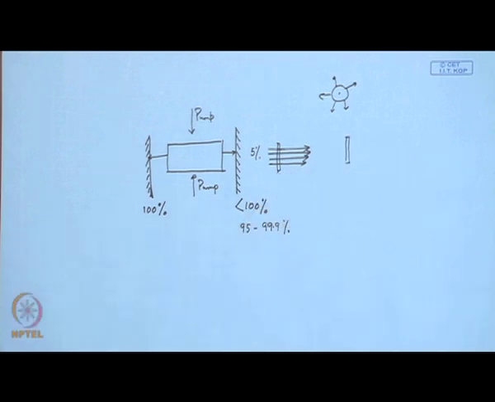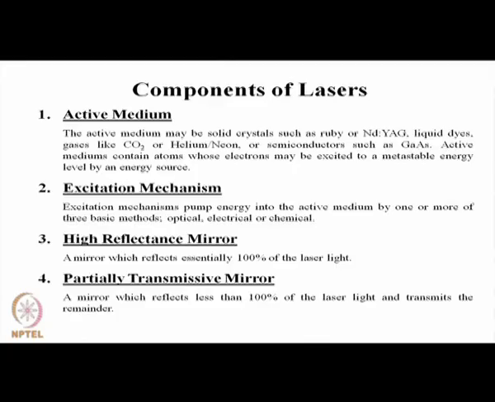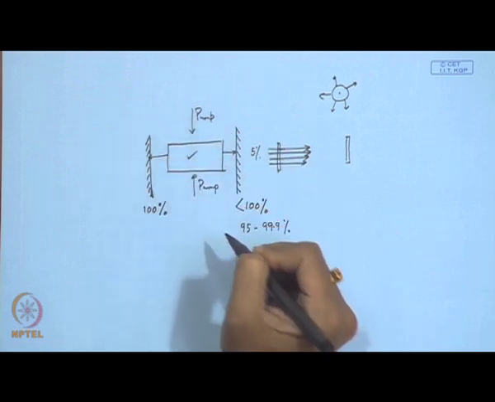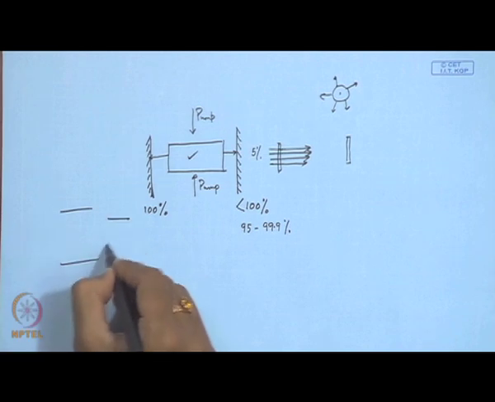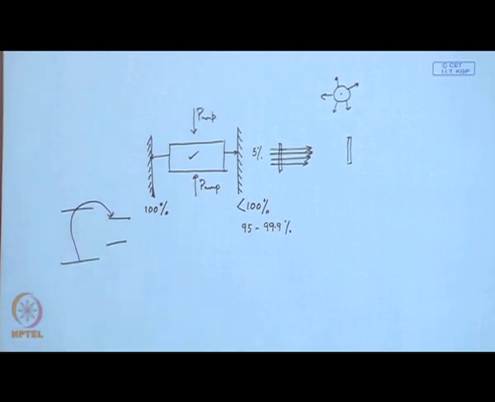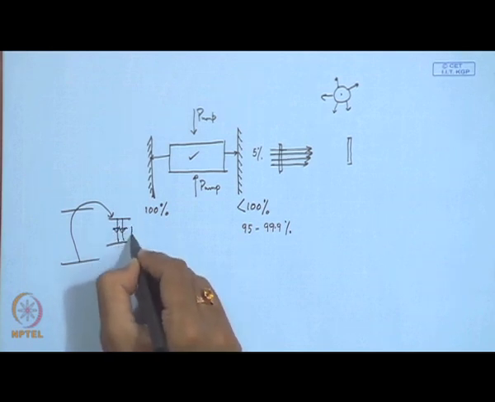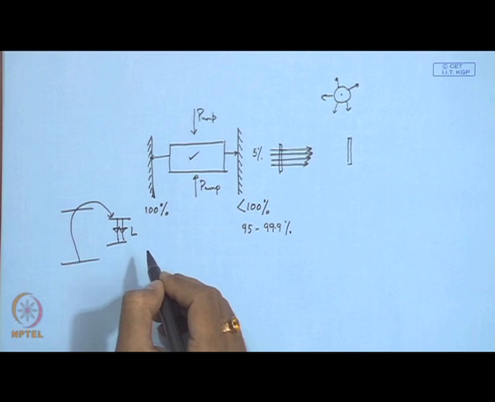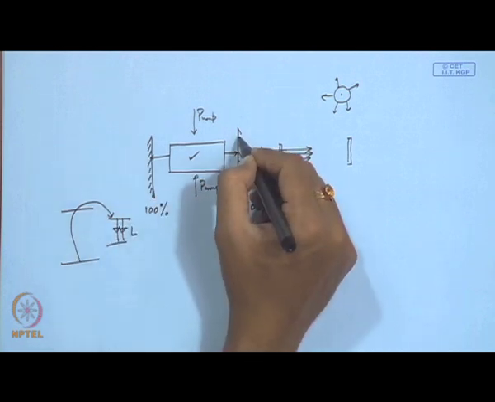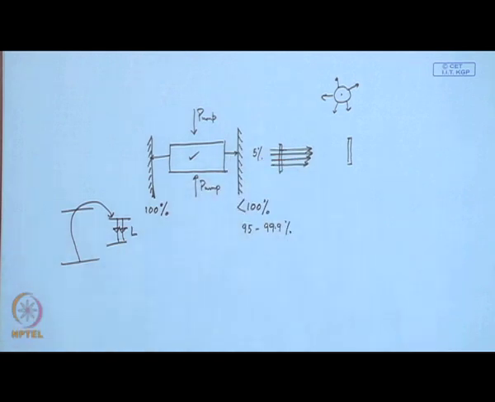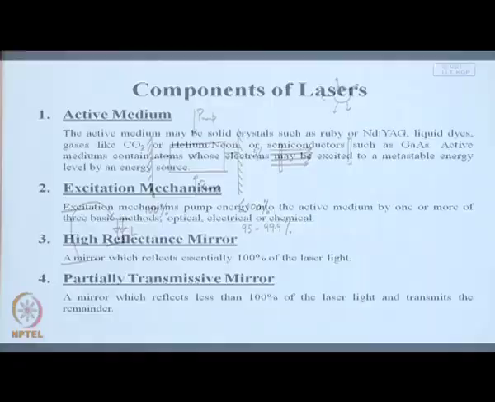So, this one is your active medium. Excitation mechanism, pumping energy, from maybe here to here and then lasing. High reflectance mirror and partially reflecting or partially transmissive mirror. So, these are the basic parts of a laser.